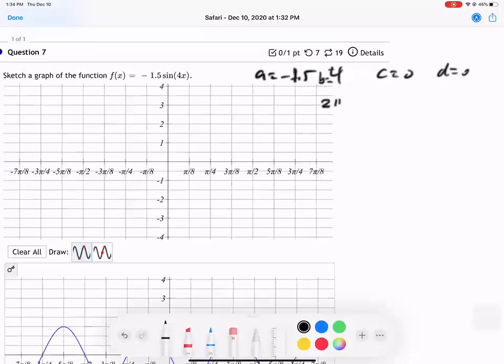So 2 pi over 4, which leads us to say it's pi over 2. That's our period. So let's find pi over 2. If I start at 0, we're going to stop at pi over 2. So we're going to finish our graph right here. The amplitude is -1.5 though. So careful, that negative means we're going to flip it.